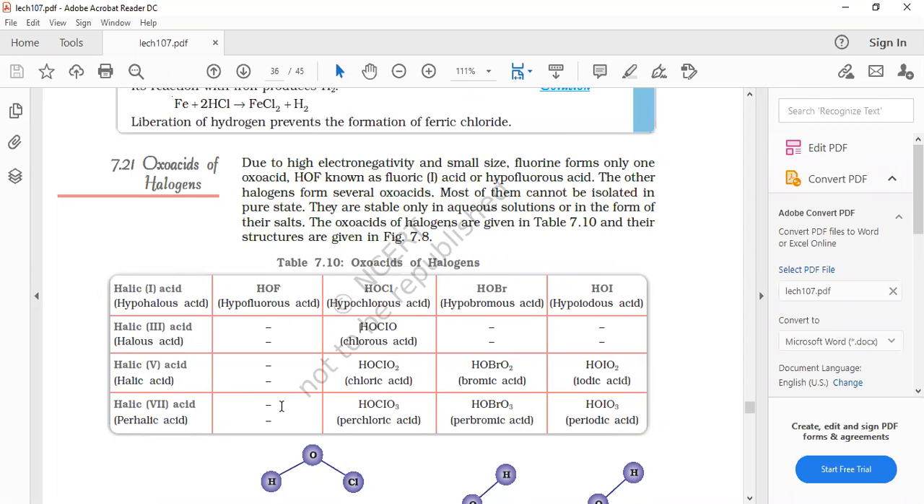Then halic(VII) acid, +7 oxidation state of halogen: HClO4, HBrO4, and HIO4, or we can say HOIO3. So these are the acids having different oxidation states.